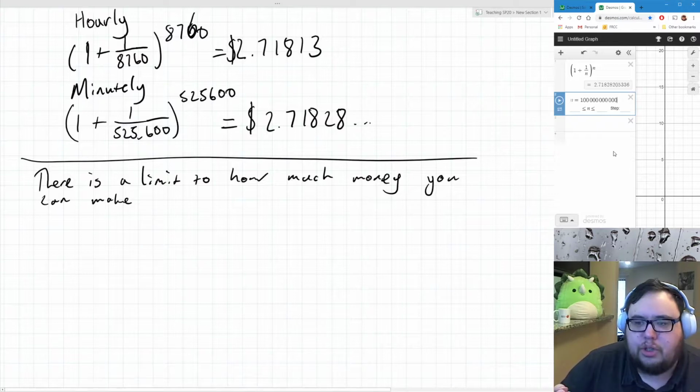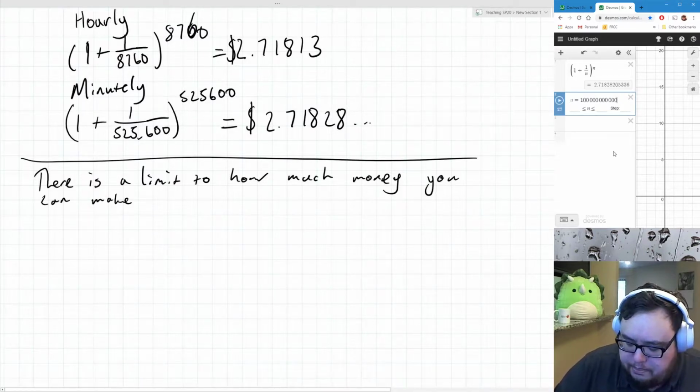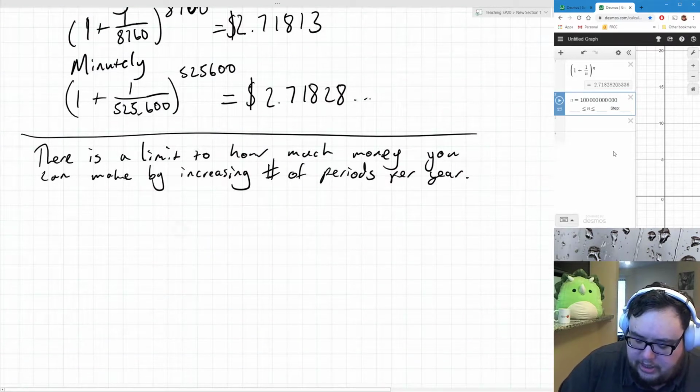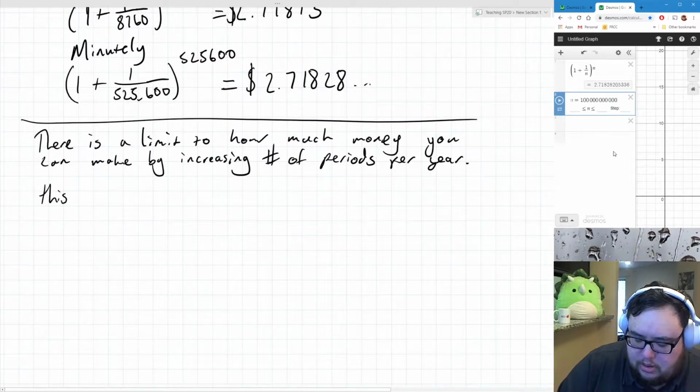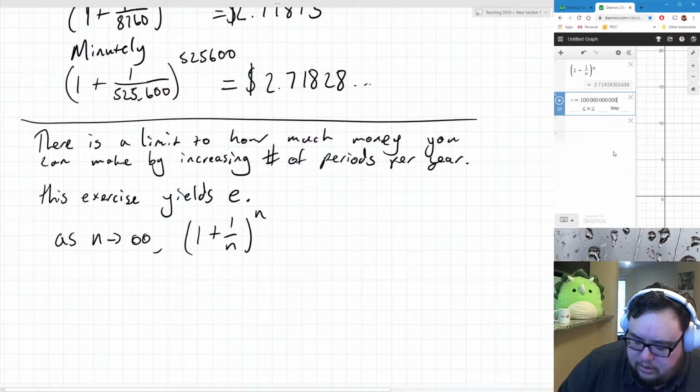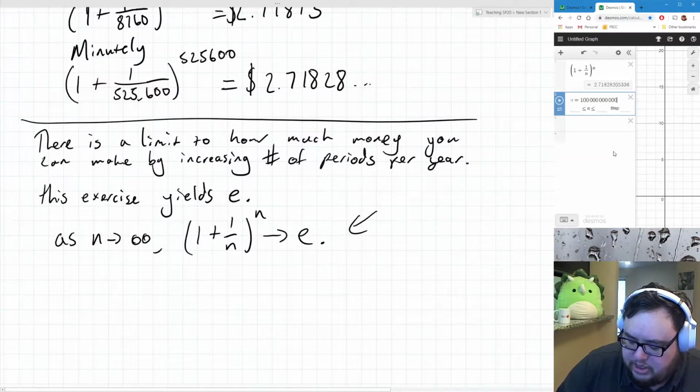So if you just increase the number of compounding periods per year, eventually you see diminishing returns. It ends up being something that approaches E. So as n goes up to infinity, that expression 1 plus 1 over n to the power of n approaches E. In many sources, this is the definition of Euler's constant.